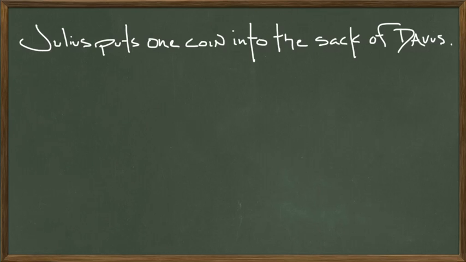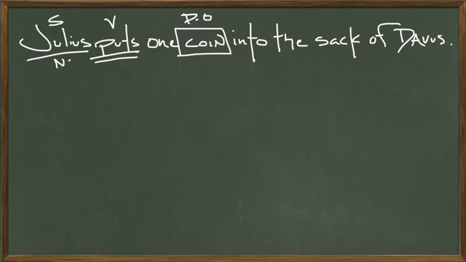So here we go. Subject of the sentence is Julius, nominative case. What does he do? He's putting, verb. What is he putting? What receives the action? He's putting a coin. The coin receives the action. It is a direct object. It's in the accusative case. And how many coins are we talking about? Just one. That's an adjective.